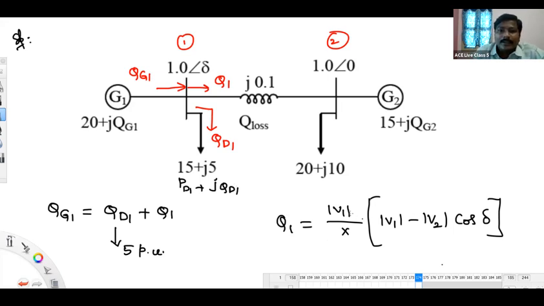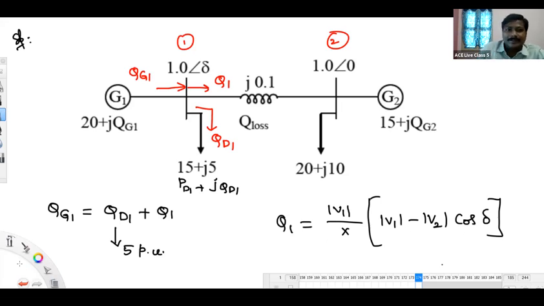Next thing. What is V1? 1. X is 0.1. V2 is 1. Delta is how much? We don't know delta. How to get the delta? That delta we have to get by using real power balance.